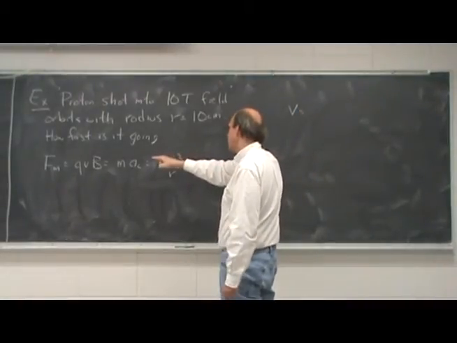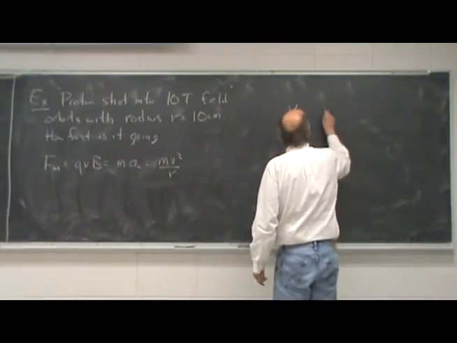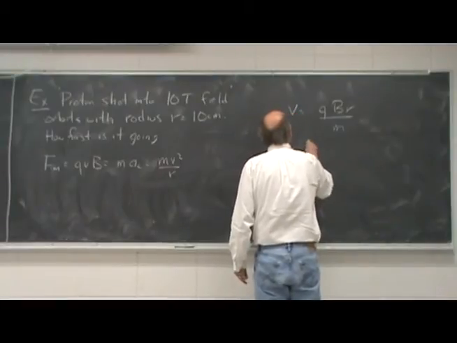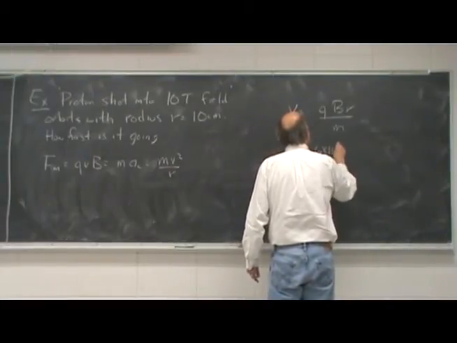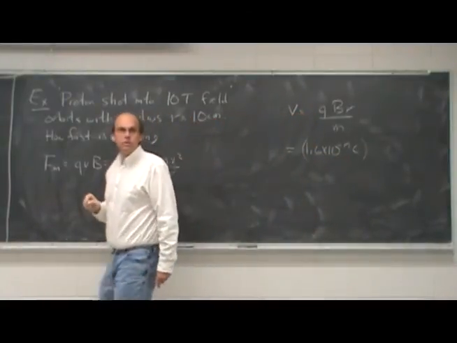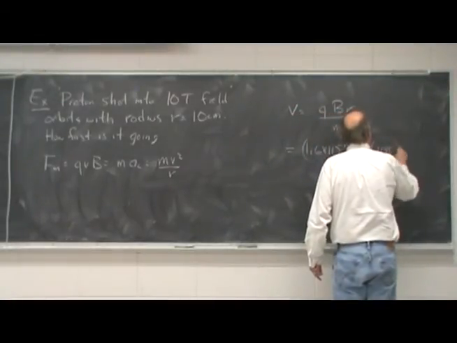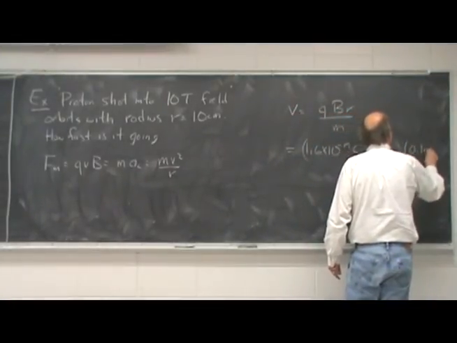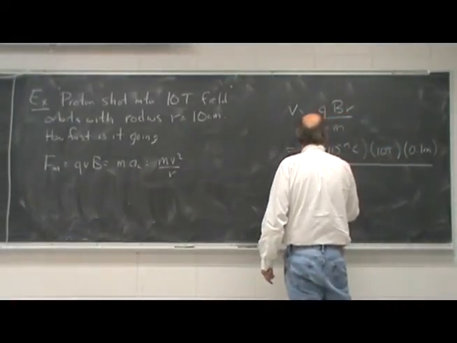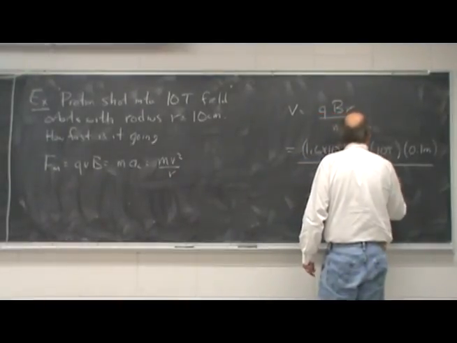Okay, we're going to cancel one v there, multiply by r, and divide by m, so v equals QBr over m. All protons are 1.6 times 10 to the minus 19 coulombs. We're given the field is 10 Tesla. The orbit is 10 centimeters or 0.1 meters. The mass of a proton is always 1.67 times 10 to the minus 27 kilograms.